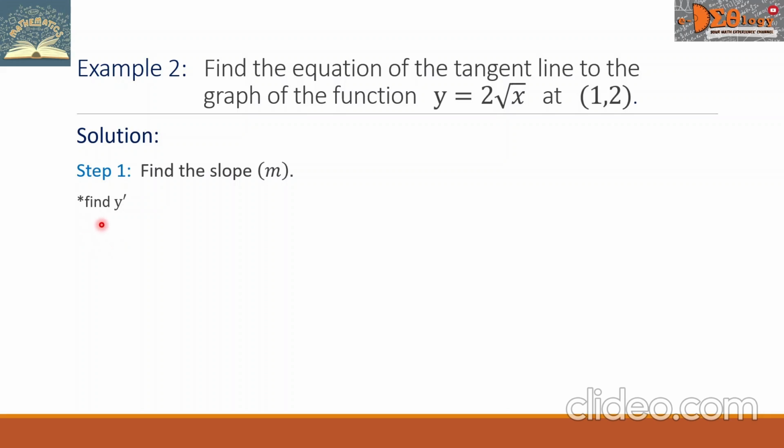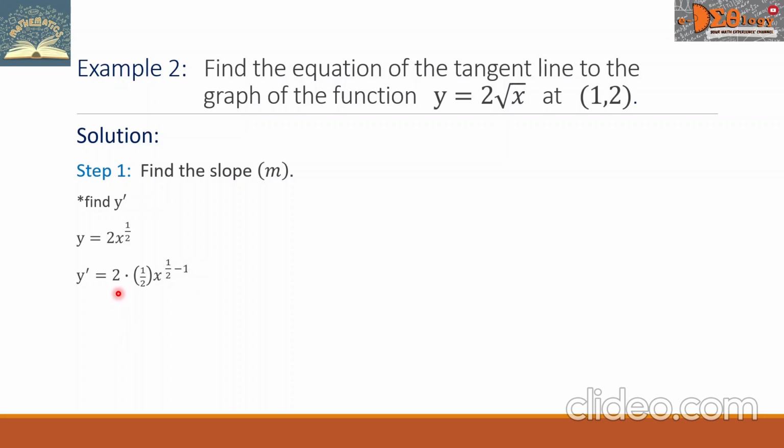First, let us take the derivative. Our function here is given in radical form. Let us rewrite this function into x with rational exponent. So we have y equals 2x raised to 1/2. Then we take the derivative. So we have 2 times 1/2 times x raised to the power 1/2 minus 1.